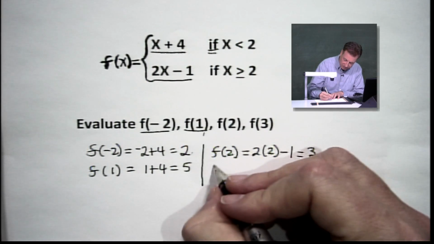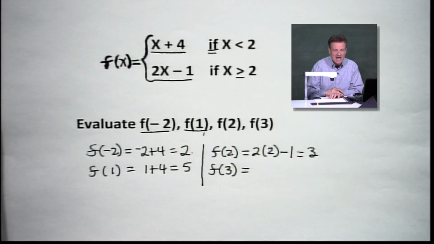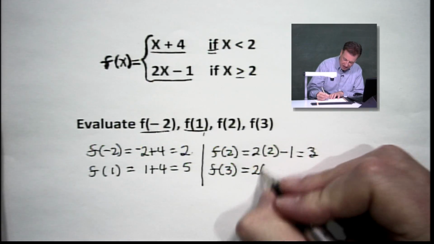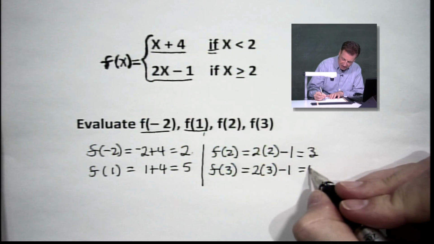And while we're at it, let's pick up 3. Put the function of 3 in there and see what we're going to have. Well, 3 is definitely greater than or equal to 2. So again, we're going to go with our second function here. It's going to be 2 times our 3 minus 1. And this time we would get 5.